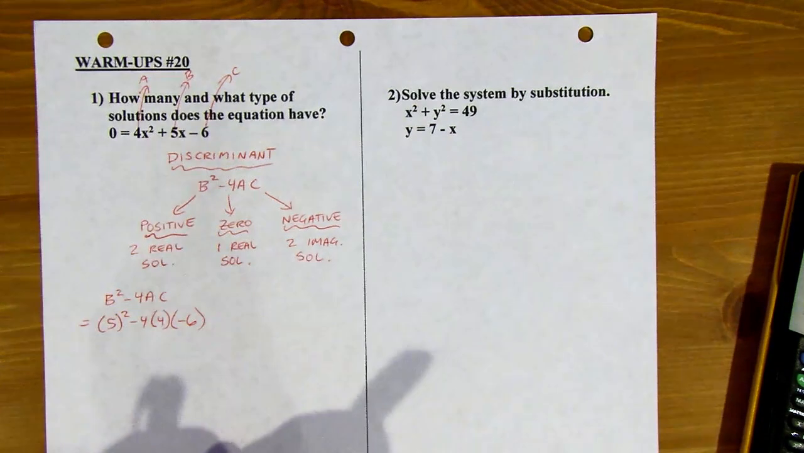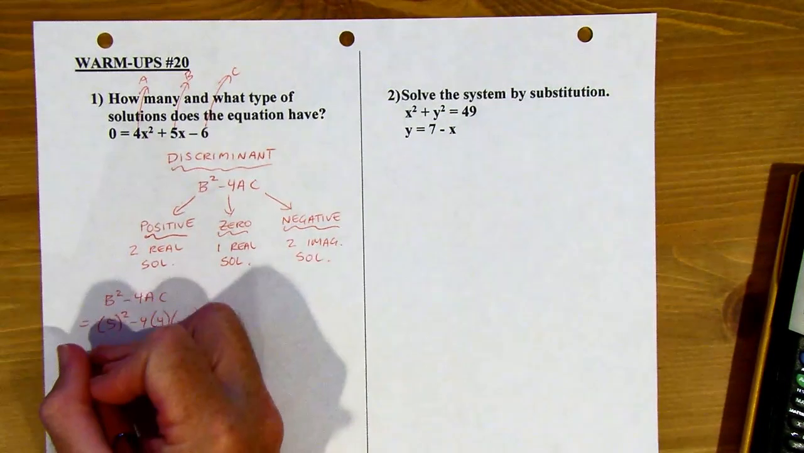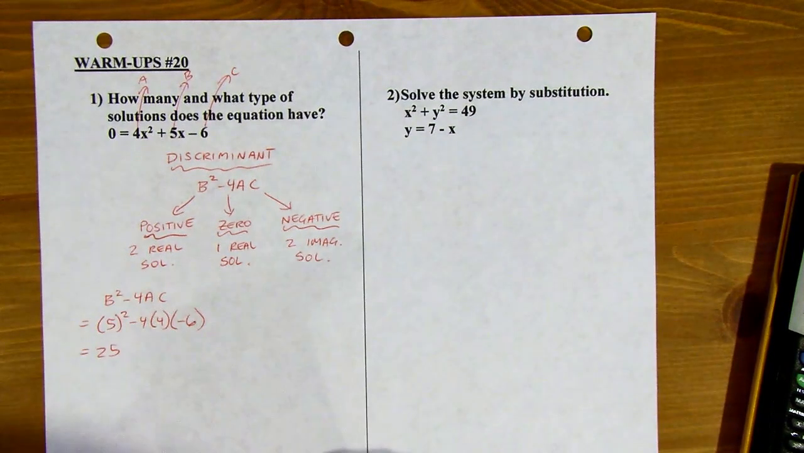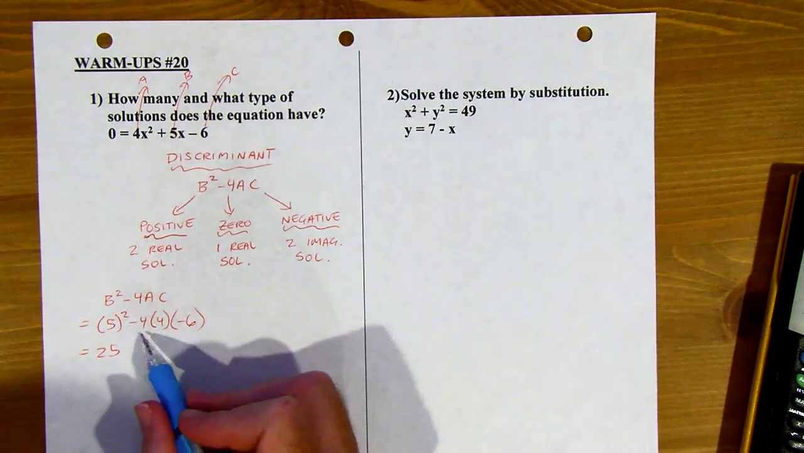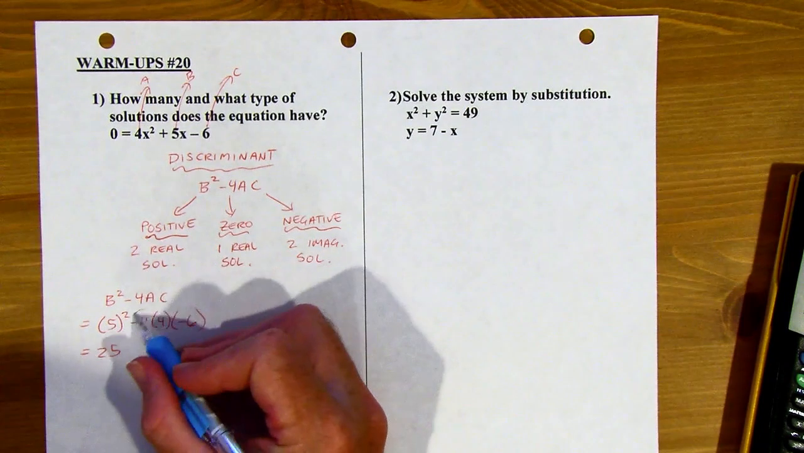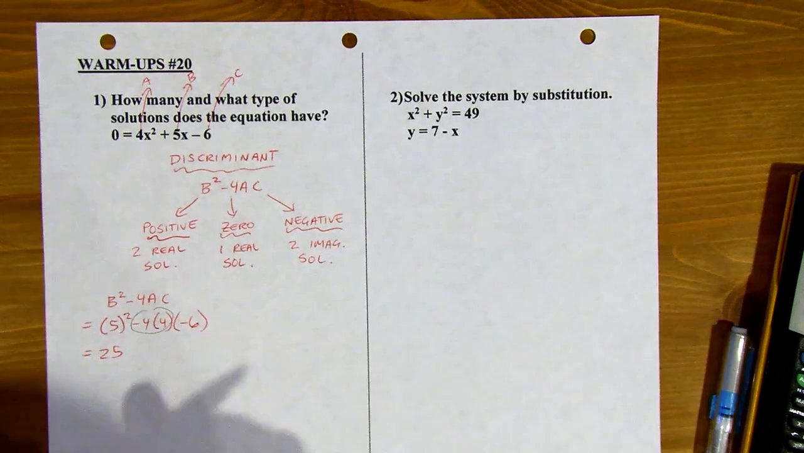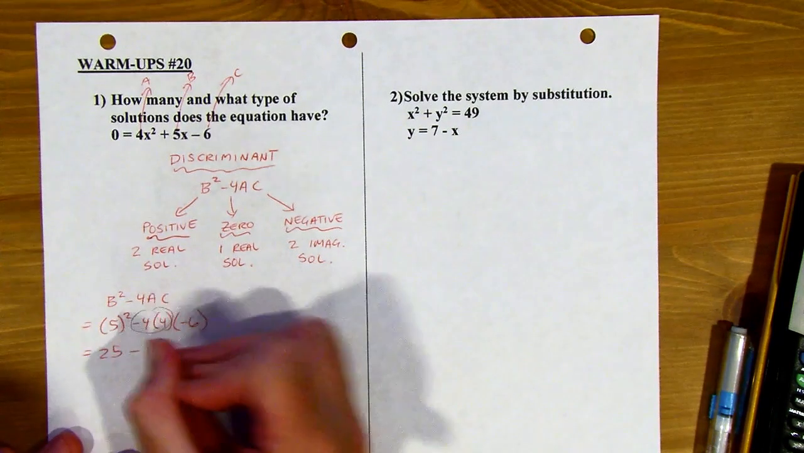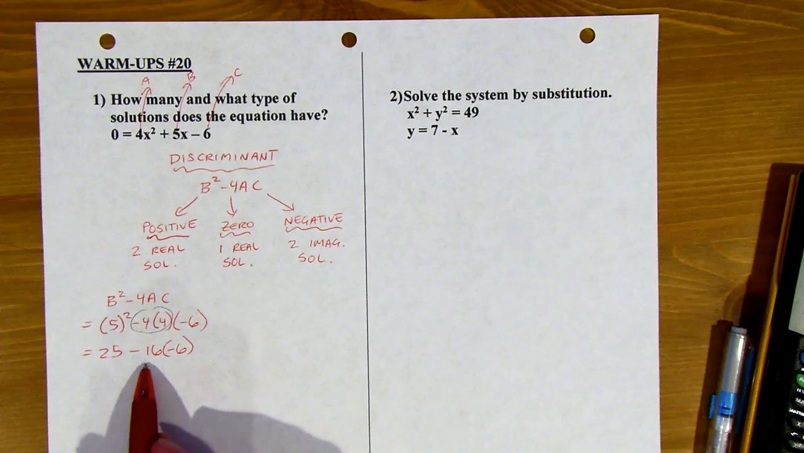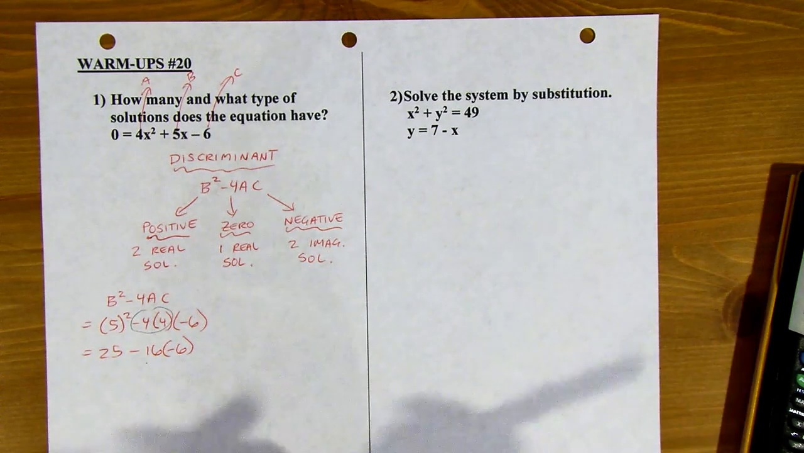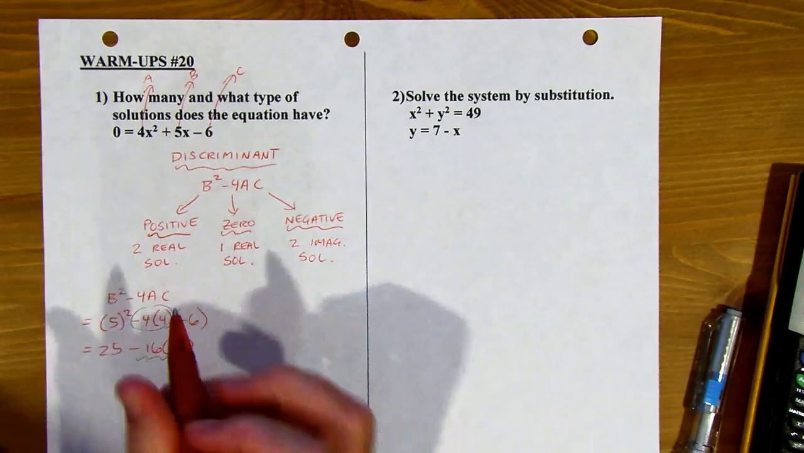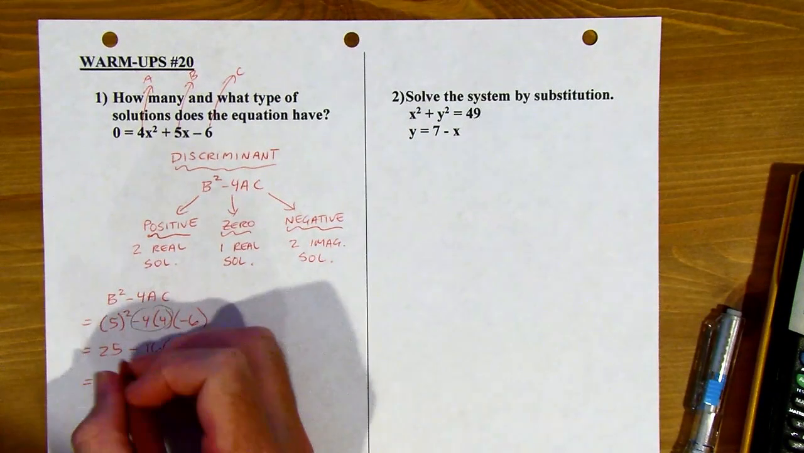Okay? All right, so let's start simplifying. 5 squared is 25. And I often see mistakes on this part, but just take it piece by piece. Okay, so I'm going to do negative 4 times 4, which is negative 16. Okay, and then make sure you do the multiplication before the subtraction, right? So I'm going to do negative 16 times negative 6. That's going to come out to positive 96.